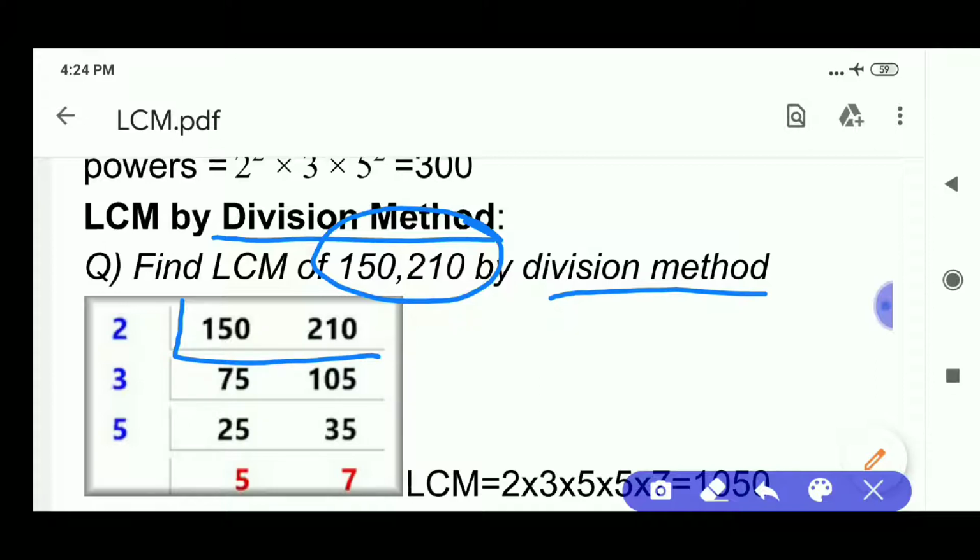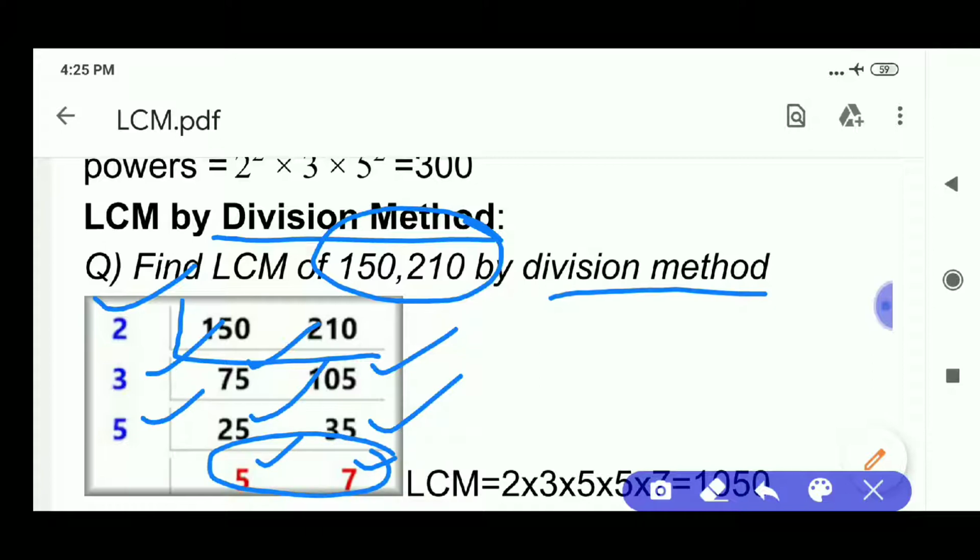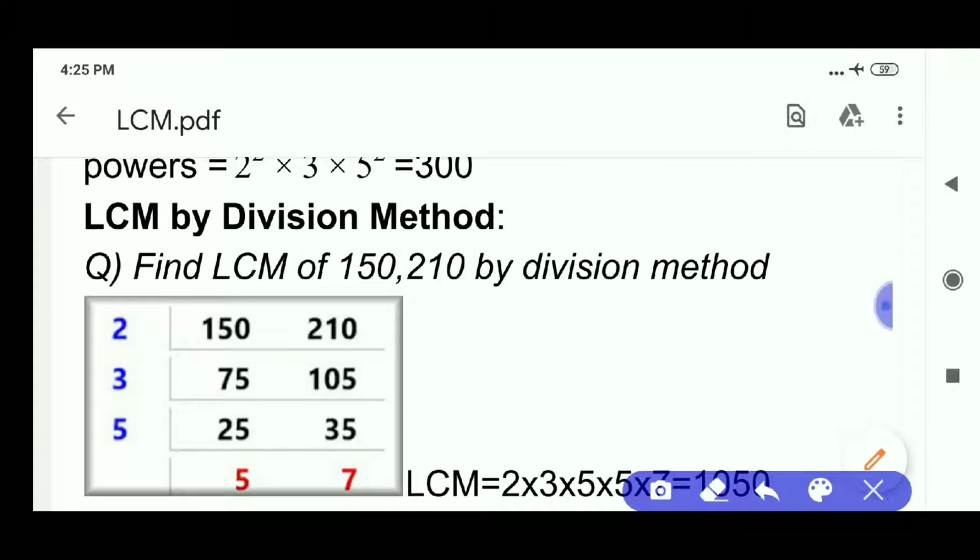Now both are divisible by 2. So divide with 2. 2 fives are 10, so 75 from 150. 105 from 210. So by dividing we get 75 and 105. Both are divisible by 3. So 3 twenty-fives are 75, 3 thirty-fives are 105. Now both are divisible by next prime number. What is the next prime number? 5. 5 fives are 25, 5 sevens are 35. All are prime numbers. Observe here. So the LCM is multiplied in this way.